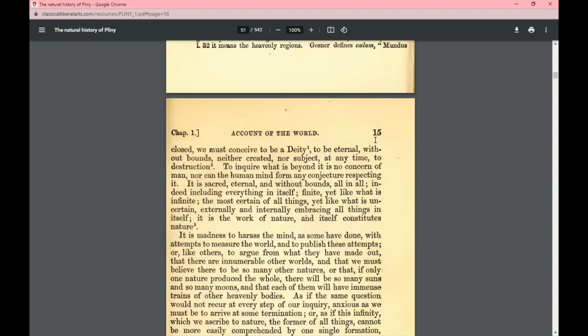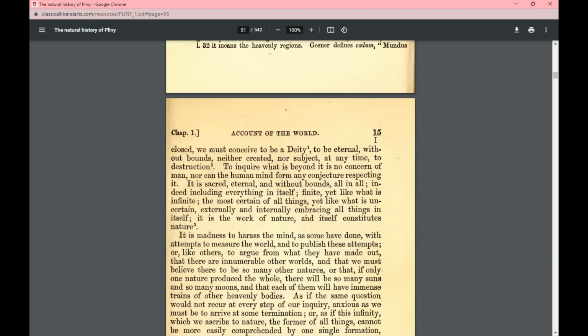He goes on to say, it is sacred, the world that it is. He says the world is sacred. It's eternal. It's without bounds. It's all in all. It's all that there is, the world. Including everything in itself. It is finite, yet it is like what is infinite. Finite means it has bounds, but it's like it has no bounds.